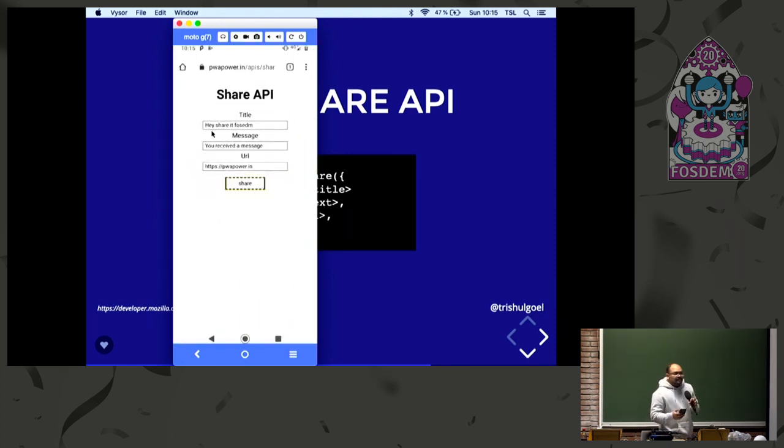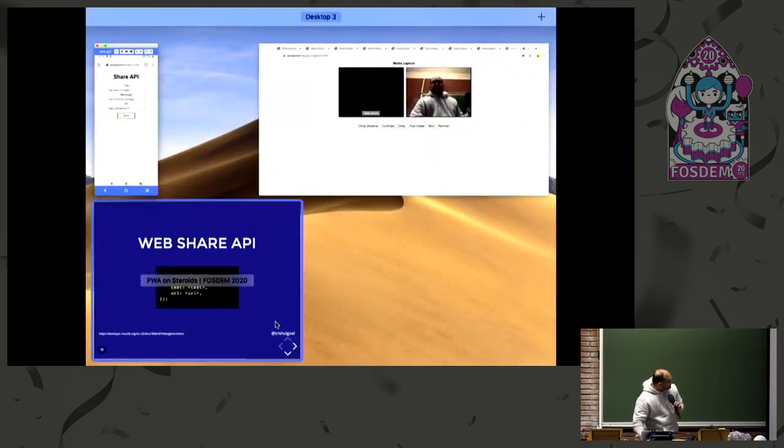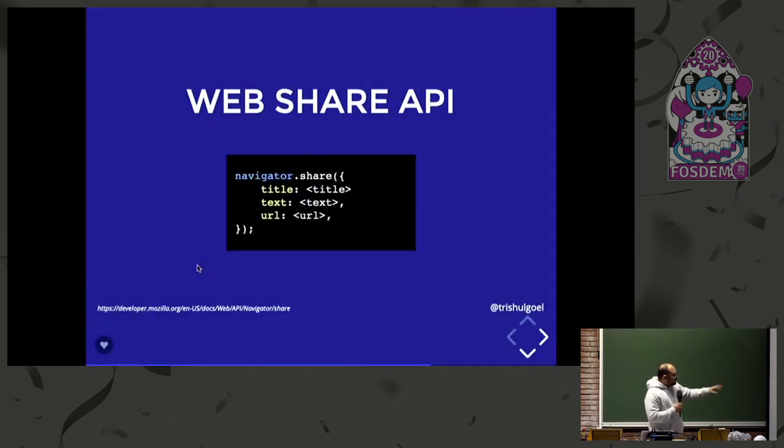So I love this API for a single reason. This is one of the simplest APIs, pretty straightforward. If you look at the code, navigator.share, the title you want to share, the text you want to share, the URL you want to share. That's it. Including this will create that native share for you.